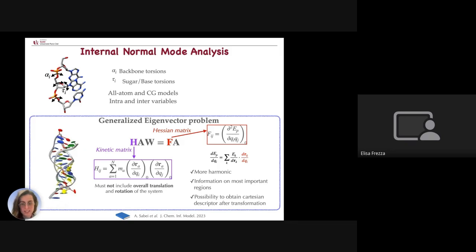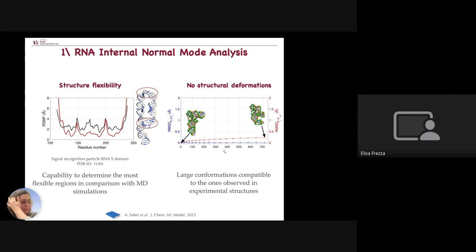So we demonstrated that thanks to our approach, we can capture the most flexible regions of RNA. And this is quite nice because the technique takes a couple of seconds to be computed. And also we are capable, on one side, not to deform RNA, the bonds, but at the same time to predict motions that are comparable with experiments.